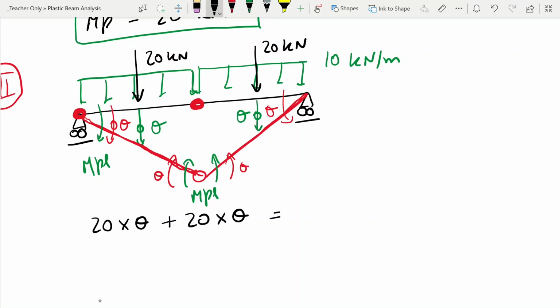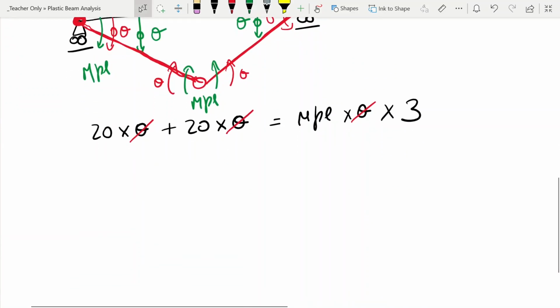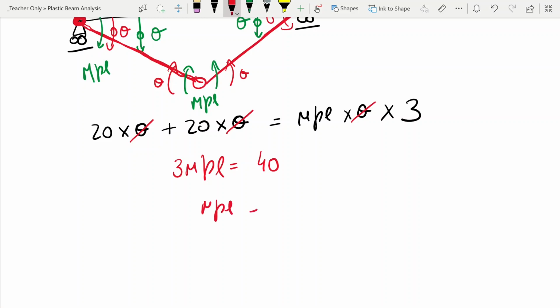So on the left side, I have MPL times theta, and then I have 2 more MPLs times theta, so I'm going to multiply by 3, and this should give me the right answer. Similar to before, the thetas simplify, and now we get that 3 MPL needs to be equal to 40, and that means MPL is equal to 13.3 kilonewton meter.